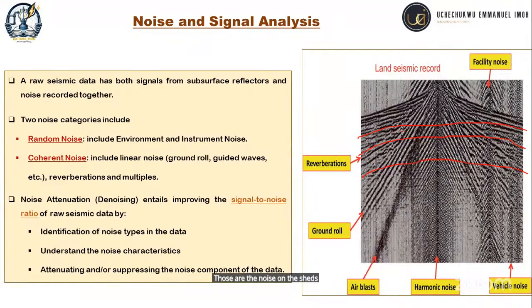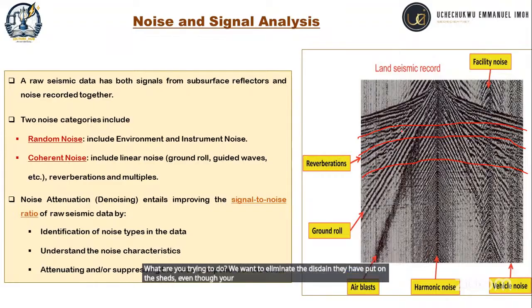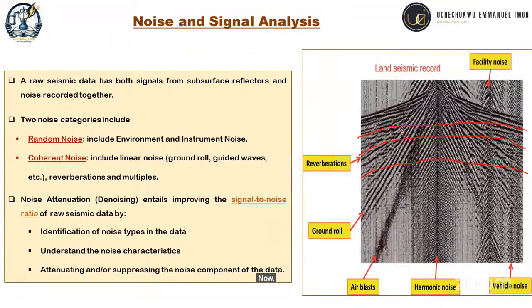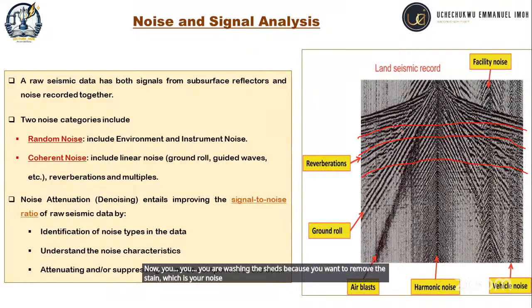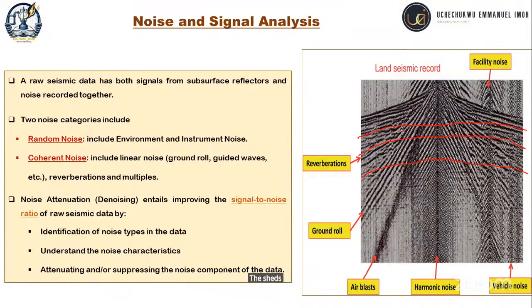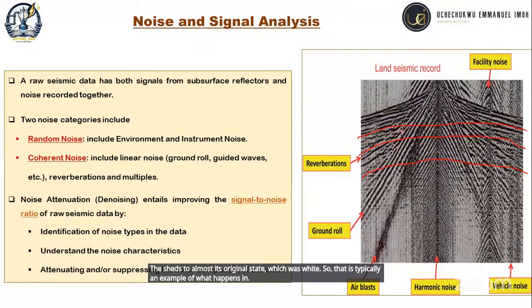Okay. So when you go back, you want to wash your shirt. What are you trying to do? You want to eliminate the stain they put on the shirt. Even though your sign out shirt, you don't wash them and you keep them. You want to preserve the sign outs. Now, you're washing the shirt because you want to remove the stain, which is your noise, and restore the shirt to almost its original state, which was white. So that is typically an example of what happens in processing.